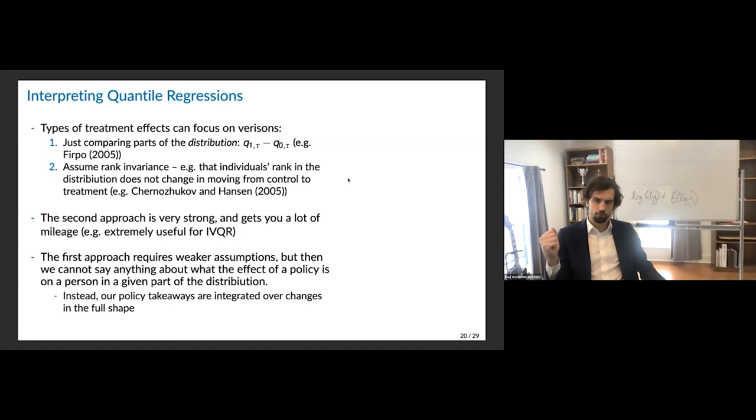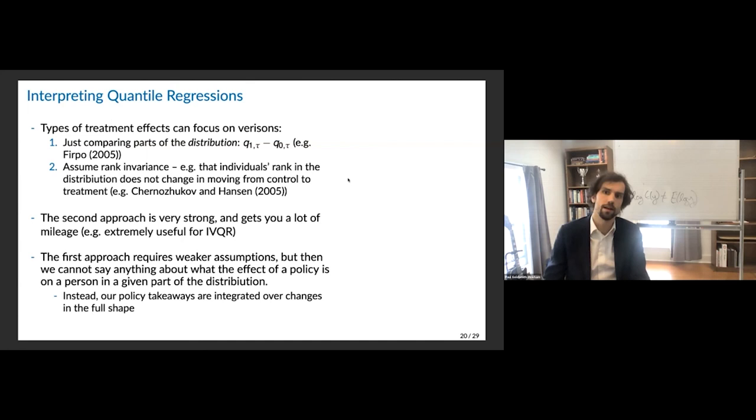And this is what's used in this paper by Chernozhukov and Hansen in 2005 in Econometrica. Part of the reason they do this is that by pinning that down, you can do IV quantile regression, which would obviously be very nice. We're going to get into this point where we're going to want to use IV. This gets you a lot stronger ways of doing IV quantile regression without having to make other assumptions. But I find the rank invariance assumption kind of implausible.